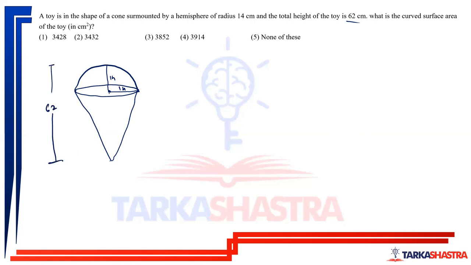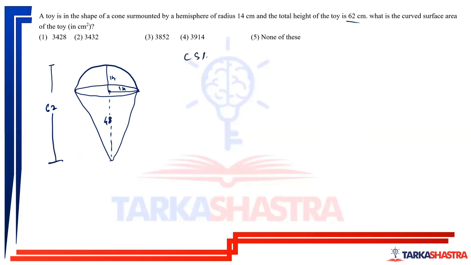Correct. So out of which 14 is gone. This will be how much? Remaining 48. Total 48 plus 14 will become 62. What is the curved surface area of the toy?